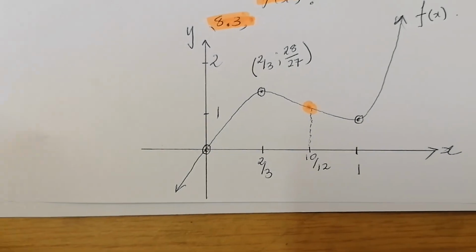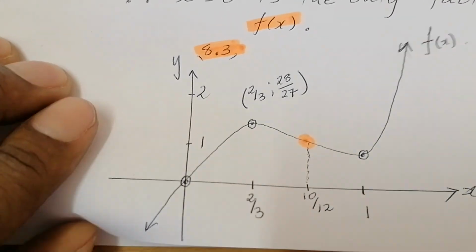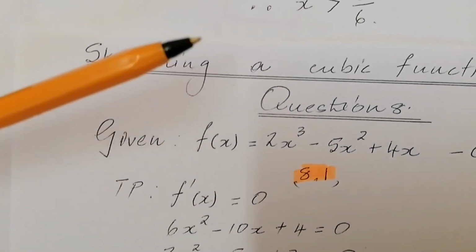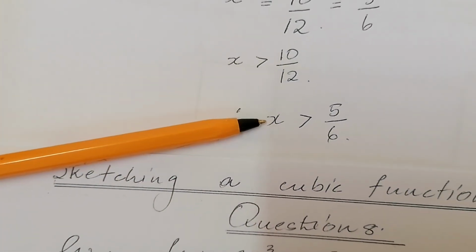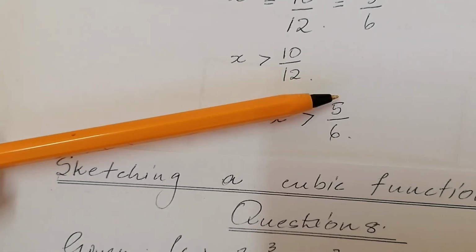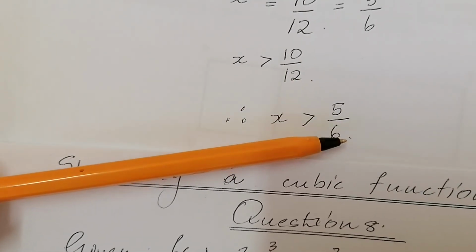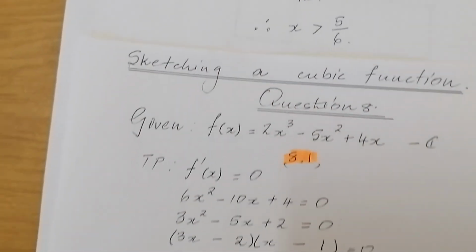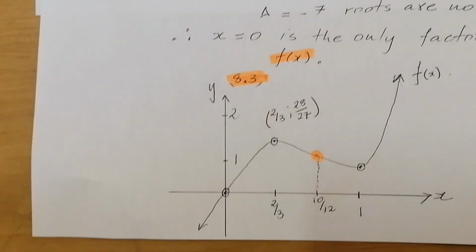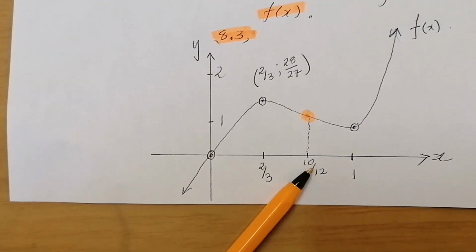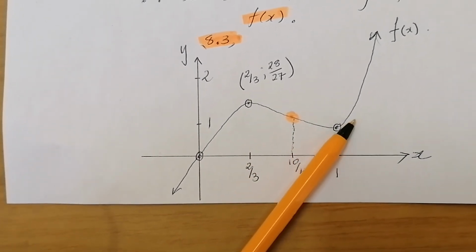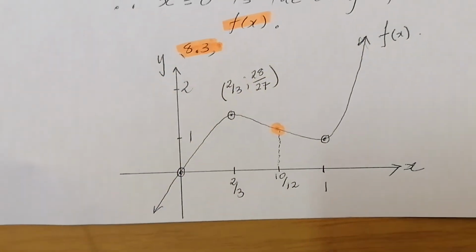How do I do that? I use inequalities. Using inequalities, I therefore say x must be greater than 5 divided by 6, so that f of x is concave up. Let's go back to the graph again. If x is bigger than 5 divided by 6, our graph would be concave up. We have answered all those questions, folks.